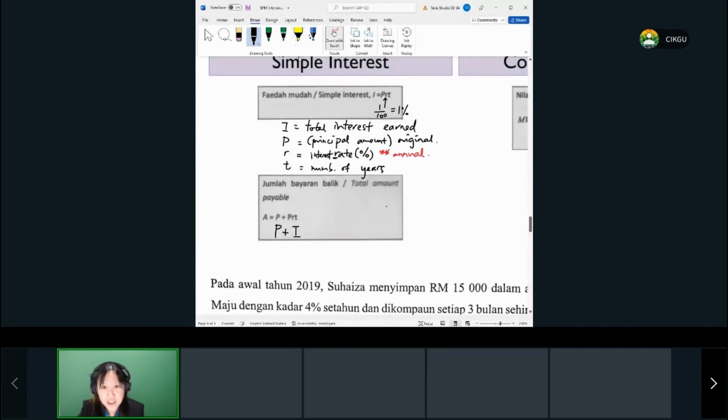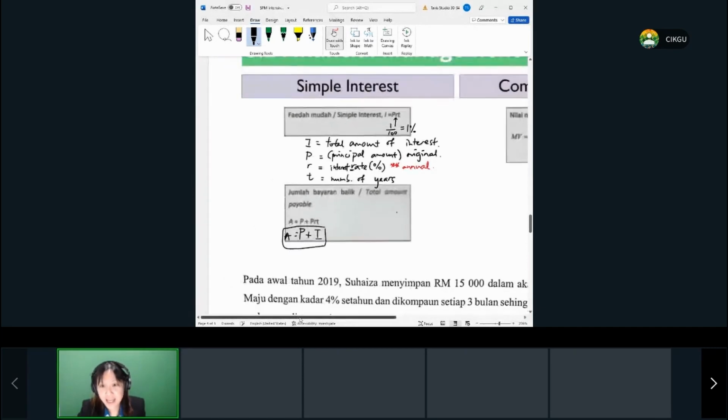Okay, actually I shouldn't write here total interest earned. I should say total amount of interest. Okay, done. Yeah, so that's why they straight away give you the formula P plus PRT, because the formula of I is PRT here. But essentially the total money that you need to pay back is not just the original amount but also the interest. Okay, this one is simple interest.